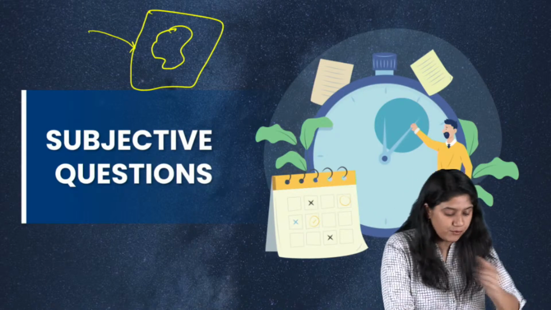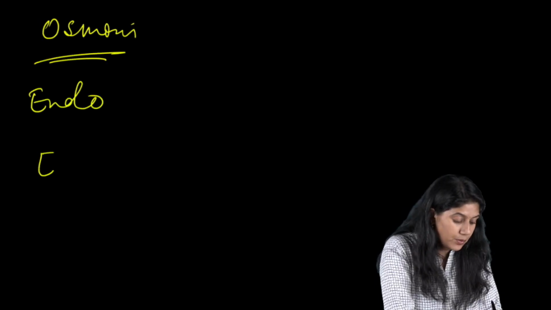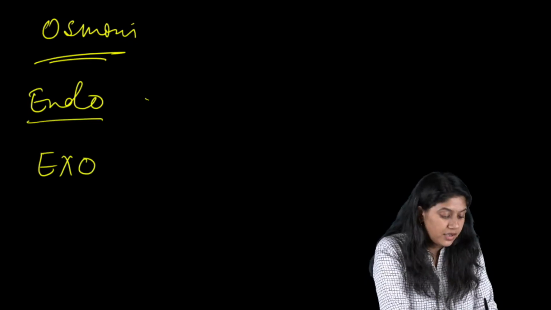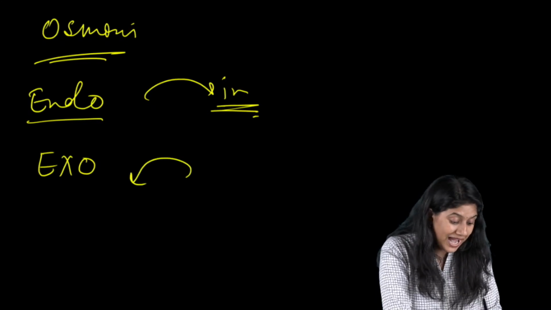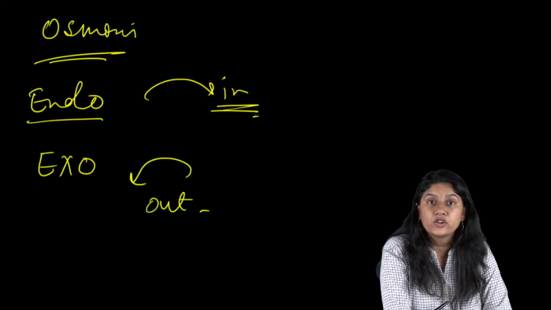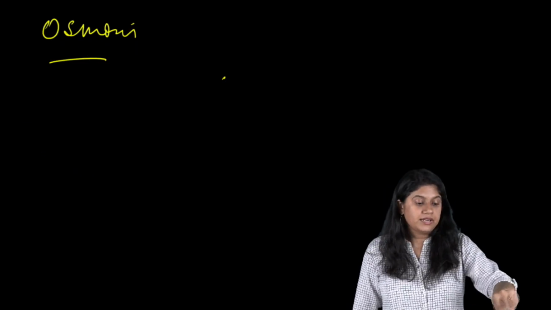Endoosmosis means, see, we have osmosis, right? Now, if you look at the word endoosmosis, and we have the word exoosmosis. Endo means inside movement, so water is moving inside. Exo means water is moving outside. Endoosmosis and of course exoosmosis. Clear?